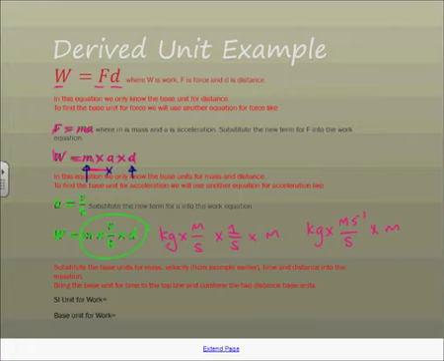Now, let's simplify that. Let's bring this s to the top line. So we get kg ms to the -2 multiplied by m. Let's combine these two m's. So we get kg m squared s to the -2. And that is our derived unit for work. So let's put in our base unit or derived unit for work. It is kg m squared s to the -2. Now, what is the SI unit for work? Well, hopefully we all know it is the joule.